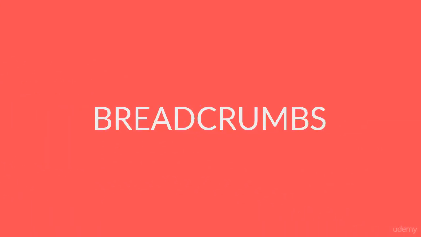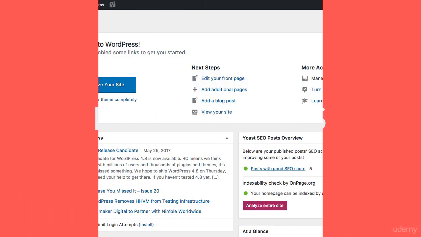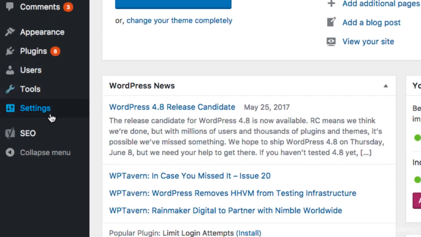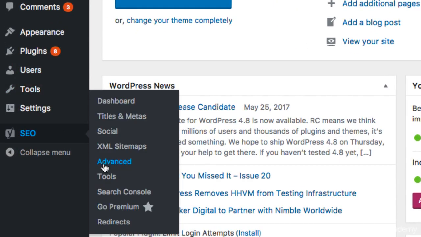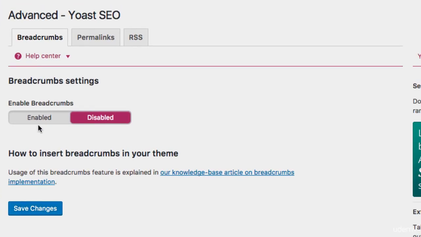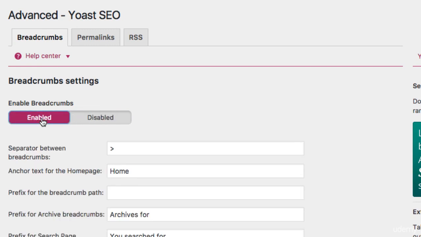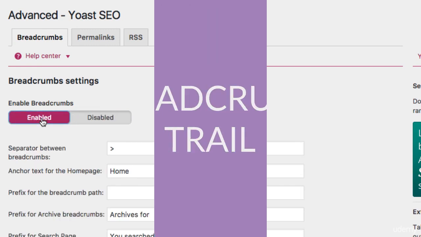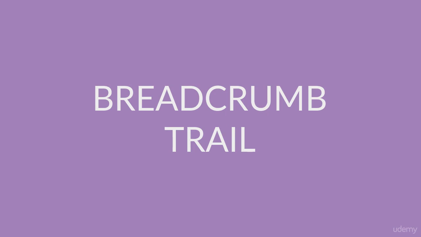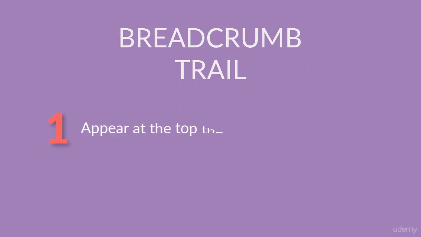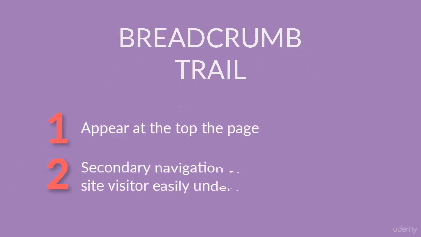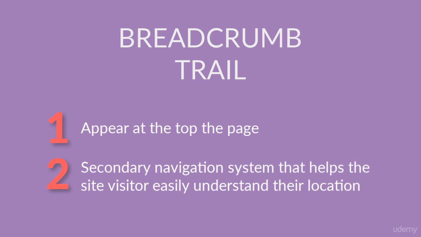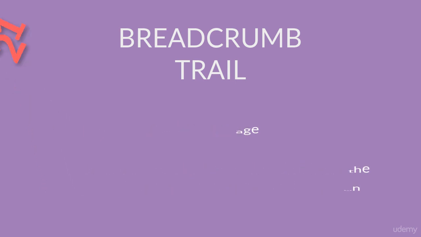In this tutorial, we'll discuss breadcrumbs and dive into the breadcrumb tab in the advanced subpanel menu of the Yoast SEO plugin to show you how we can enable breadcrumbs on our site. Breadcrumbs, often referred to as a breadcrumb trail, appear at the top of the page and act as a secondary navigation system that helps the site visitor easily understand the relation between their current location and how they got there.